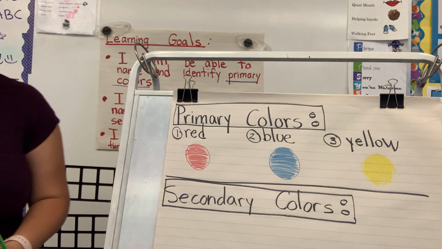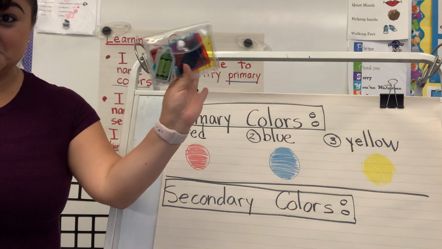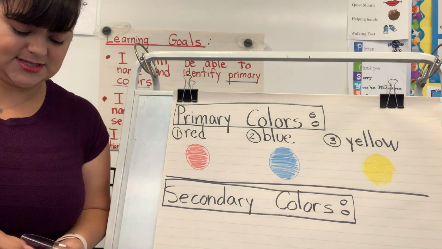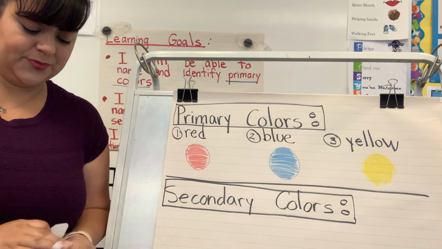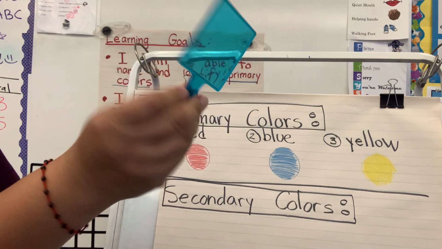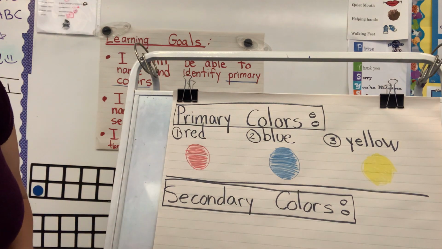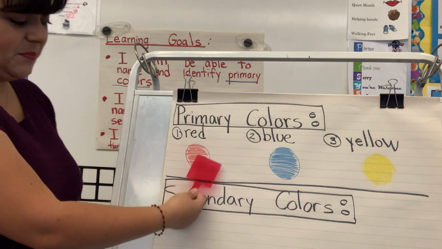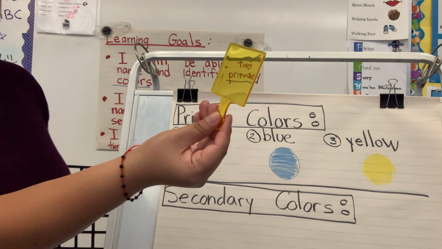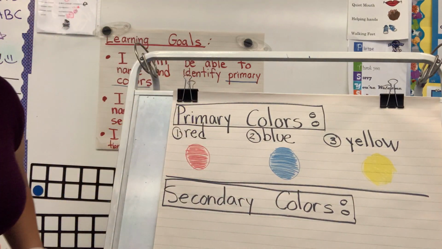So I have a special tool that we're going to use. I don't have paint, but I can show you using these tools from our classroom. So I have a blue transparent palette, because that's one of our primary colors. I have a red transparent palette, that's another primary color. And what's the last one? Yellow. So I have a yellow transparent little palette.